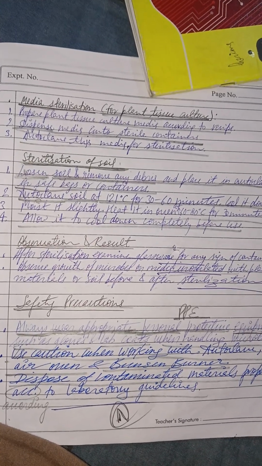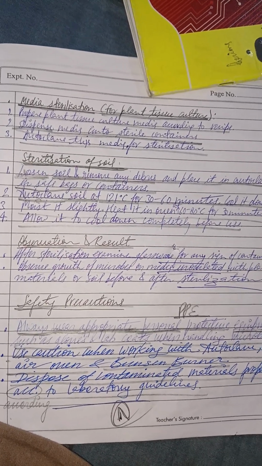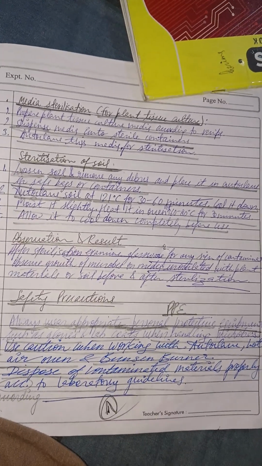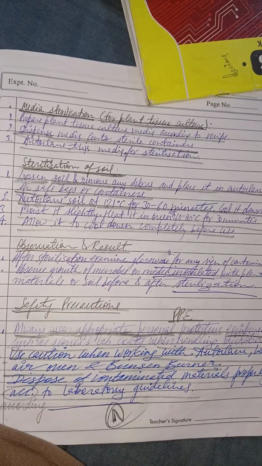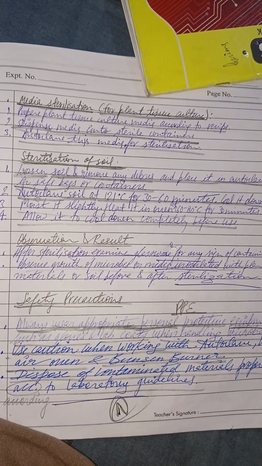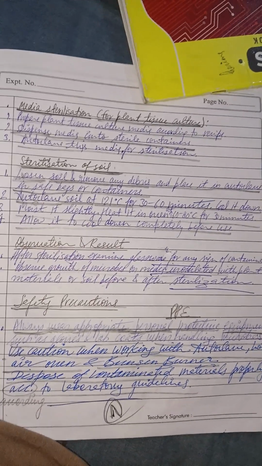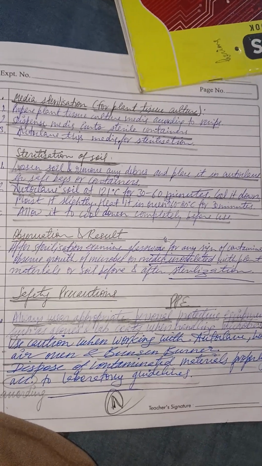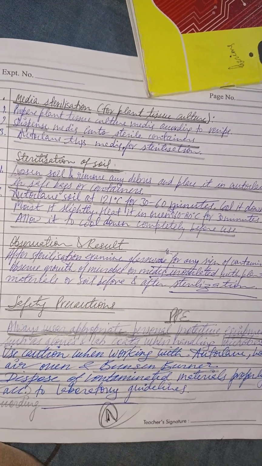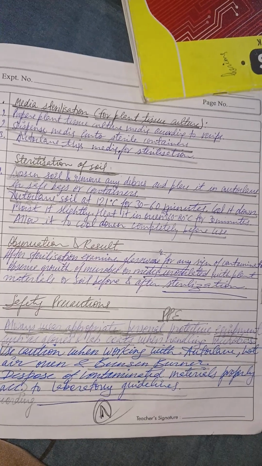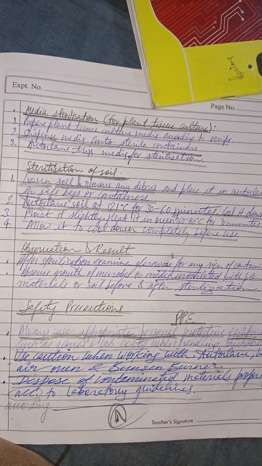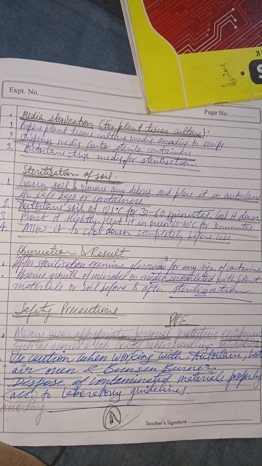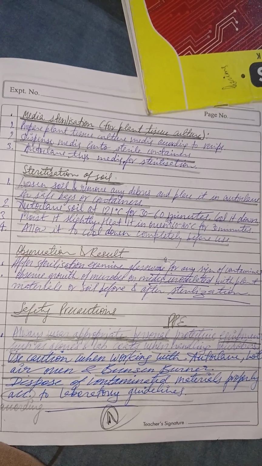Observation and result. After sterilization, examine the glassware for any sign of contamination. Observe the growth of microbes on media inoculated with plant materials or soil before and after sterilization. Safety precautions: always wear appropriate personal protective equipment, gloves and lab coat when handling microbes. Use caution when working with the autoclave, hot air oven and Bunsen burner, as they can burn you. Dispose of contaminated material properly according to laboratory guidelines.